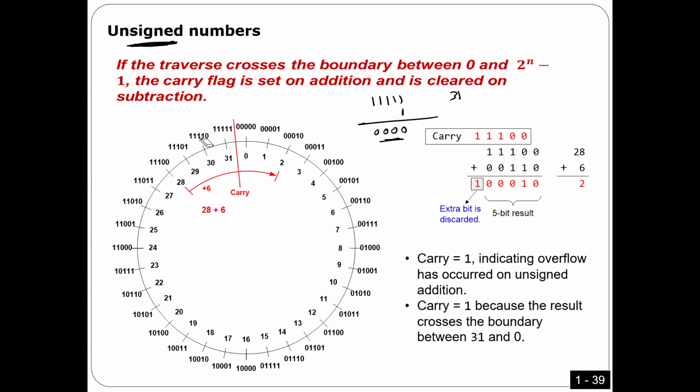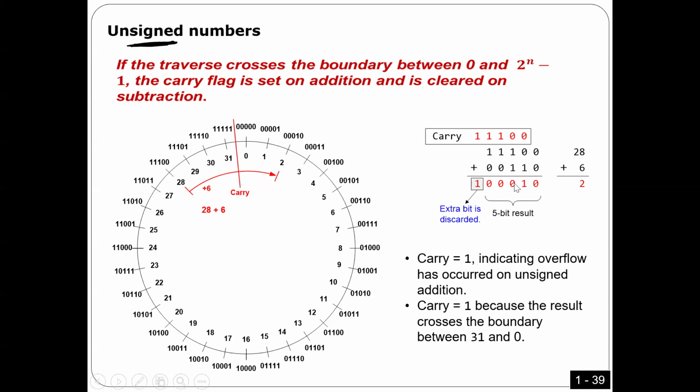That's why I'm explaining this boundary here. Every time you cross this boundary after you add numbers, overflow can happen. That's exactly what happened in this example. You have this number, which is 28, and this number is 6. I added the two numbers together, and because this one is 5-bit, the result is 5-bit.